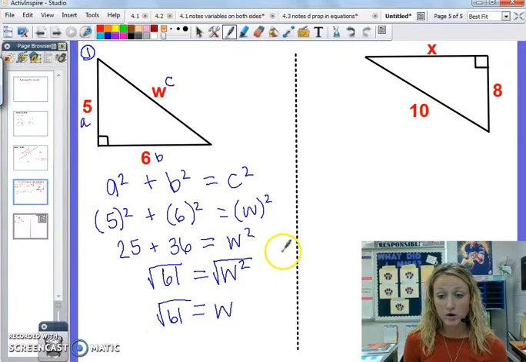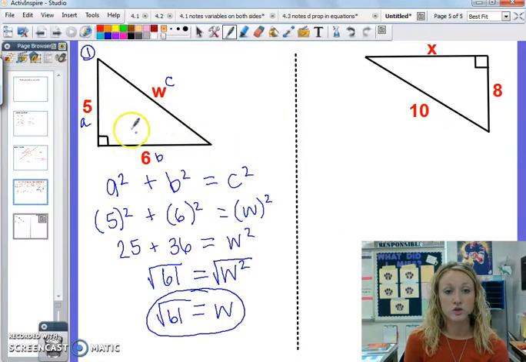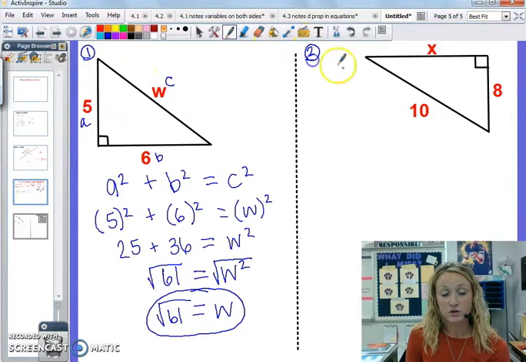61 is not a perfect square, so I don't know off the top of my head. No need to get a calculator. We'll just leave the answer like this. Okay? So this is an example when you're given two legs, A and B, and you have to find the hypotenuse. Now let's do example 2 on your notes.